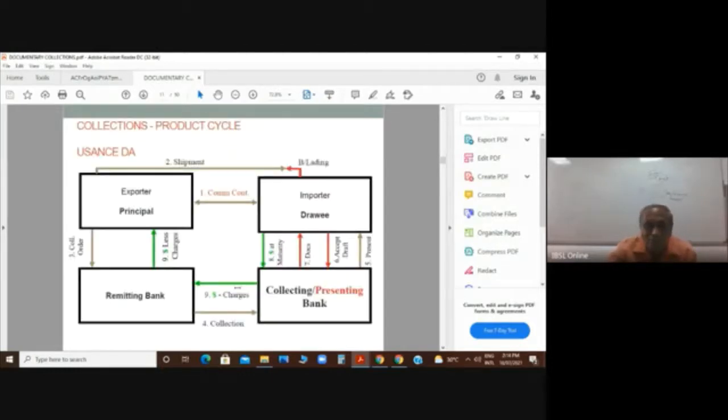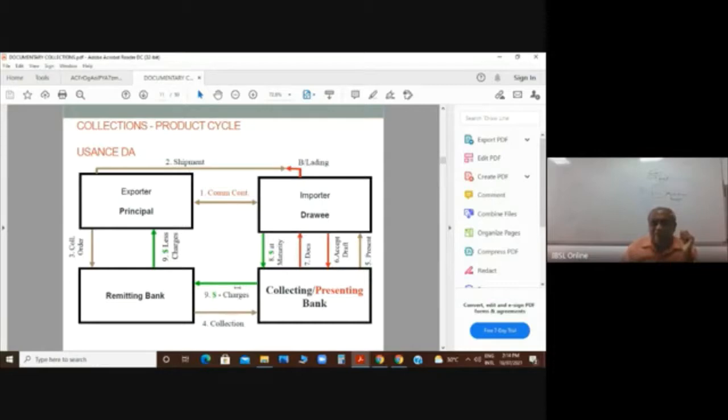If it is the product cycle for collection, usance, DA, documents against acceptance. Documents against acceptance. Then between the buyer and the seller, again you have the commercial contract. All those things are similar.